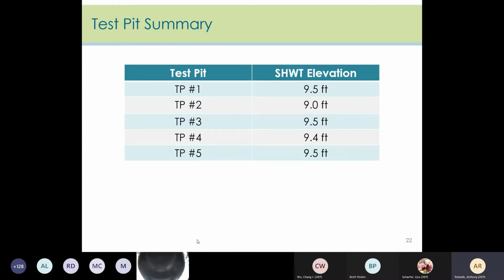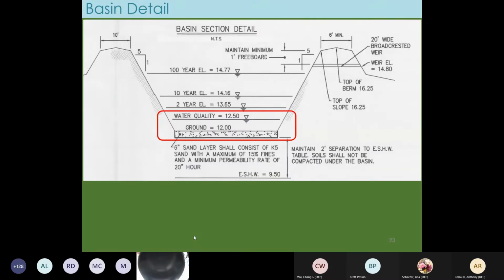So this is a summary of all the seasonal high water table elevations that we saw in the various test pits. The highest of these is at 9.5, which is exactly what they put on the detailed drawing and is exactly what's required to have that 2 foot separation. So I agree with what they put as the seasonal high water table. It seems like the basin has the right separation. Here's the detail again, so you can see, yeah, they put the elevation down as 9.5, which has the right separation.